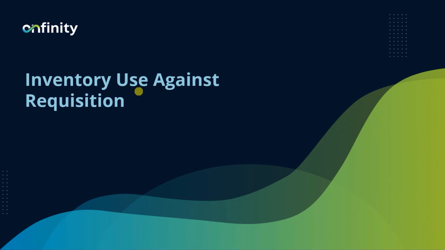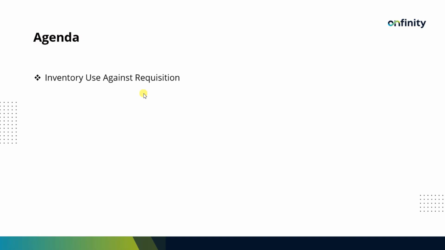Hello, everyone. Today, we are going to explore a structured and essential process in inventory management, inventory use against requisition. This process ensures that internal inventory consumption is properly requested, approved, and tracked, maintaining transparency and control within the Onfinity system. Here is the agenda that we will be covering today.